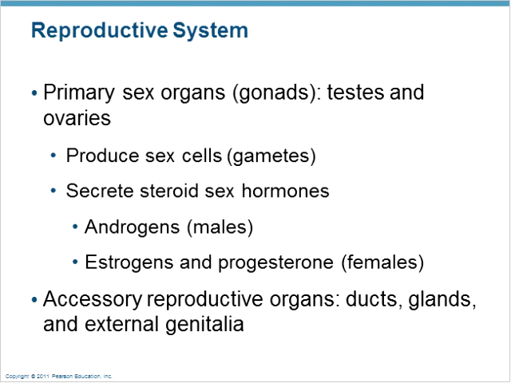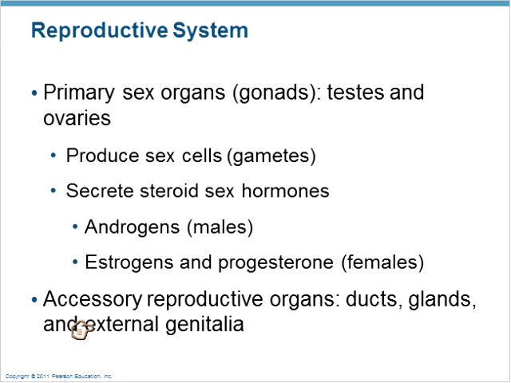The reproductive system includes the primary sex organs, which include the gonads. That would be the testes and the ovaries. They produce the sex cells, the gametes. They secrete the steroid sex hormones, which would be androgens in males and estrogens and progesterones in females. And we also have accessory reproductive organs, which are the ducts, the glands, and external genitalia.